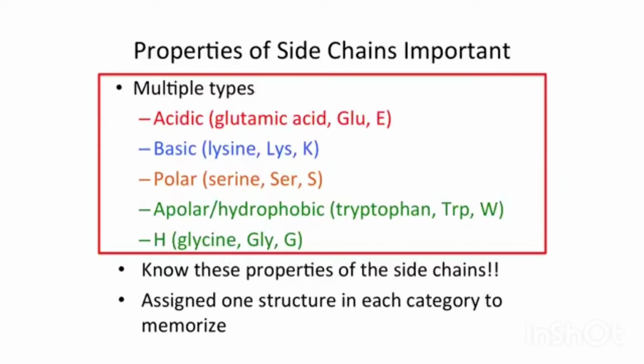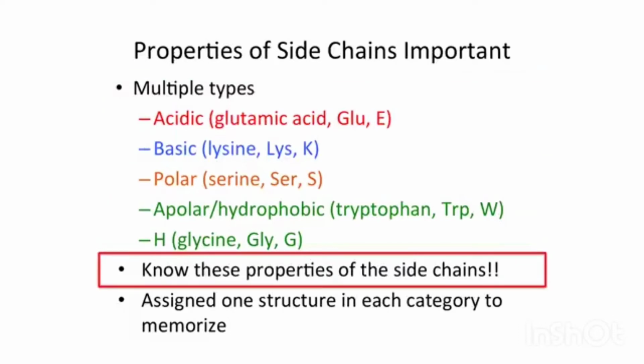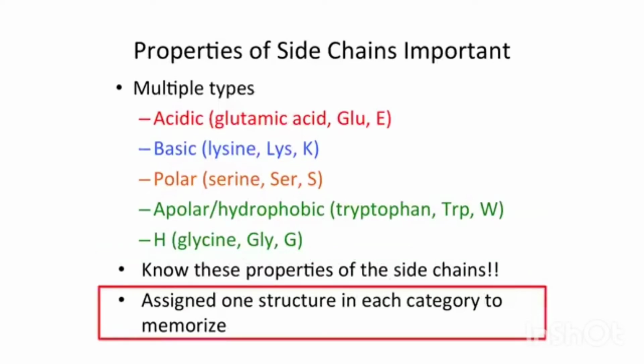The properties of the side chains are important because they determine protein structure. The side chains come in multiple classes: acidic, basic, polar, apolar or hydrophobic, and then glycine, which is the lone little amino acid that just has a hydrogen. It doesn't really have a side chain. Again: acidic, basic, polar, apolar, and glycine all by itself. You need to know the properties of these side chains because they are so important in determining protein structure and protein function. For that reason, I've assigned one structure in each of these categories for you to know.